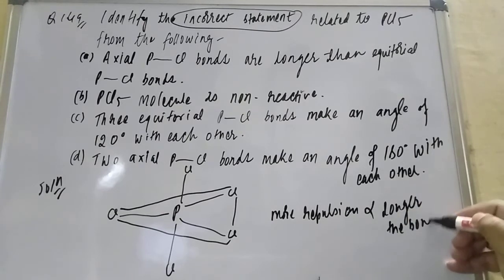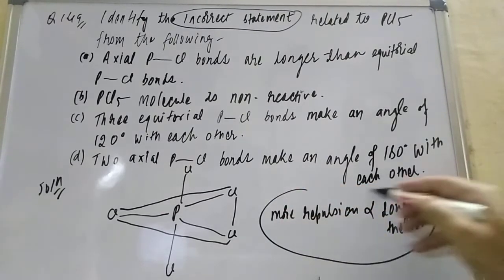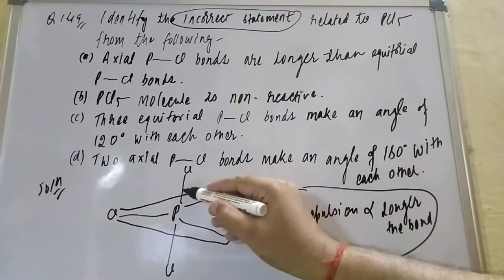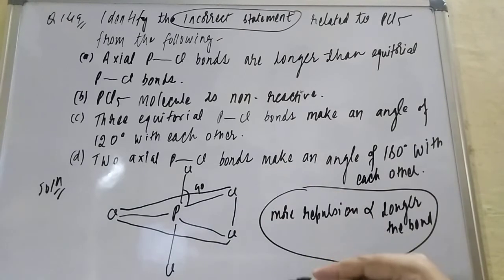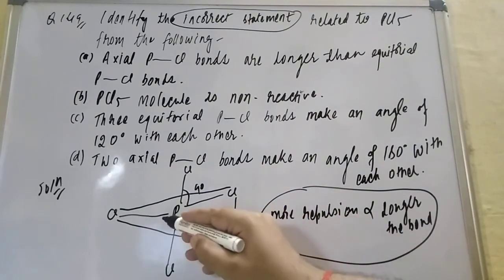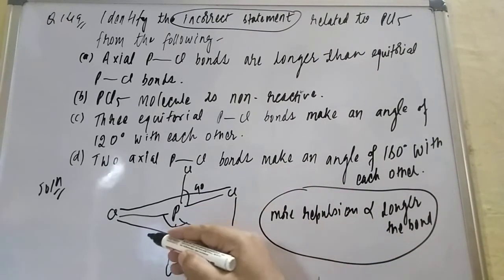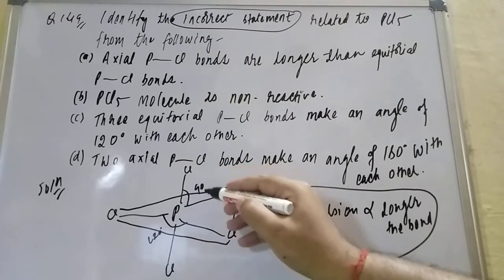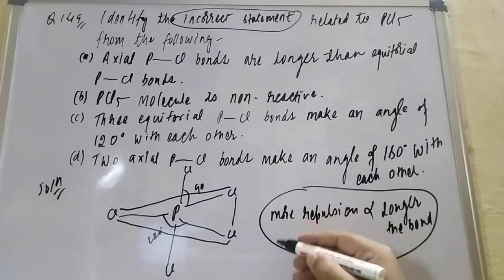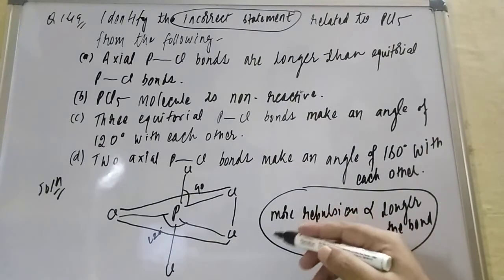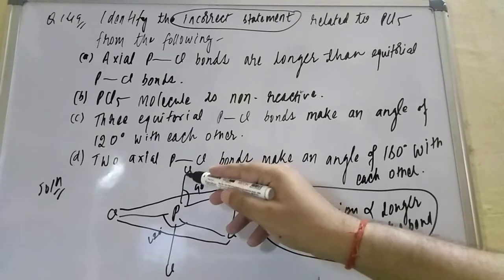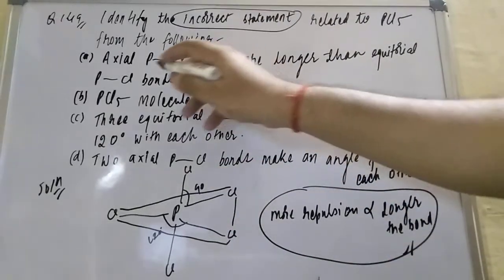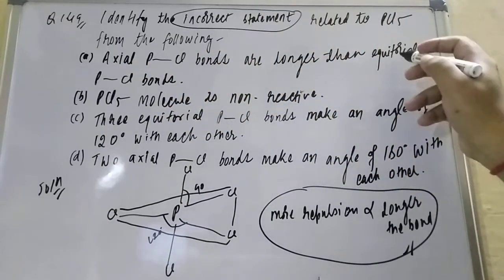Dear friend, when you are talking about more repulsion, longer the bond, what is the meaning of this? Here you see the angle is 90 degree, and here, if you talk about this one, equatorial, it is 120 degree. So axial and equatorial bond angle is less. So low bond angle, more repulsion. So what will happen, student? This axial will face more repulsion, so the longer bond. So the first one, axial PCl bond is longer than equatorial bond.